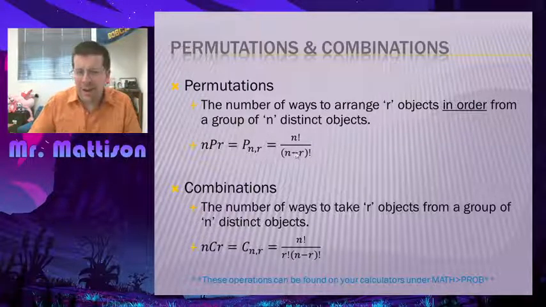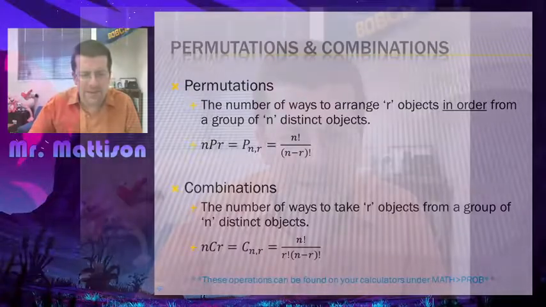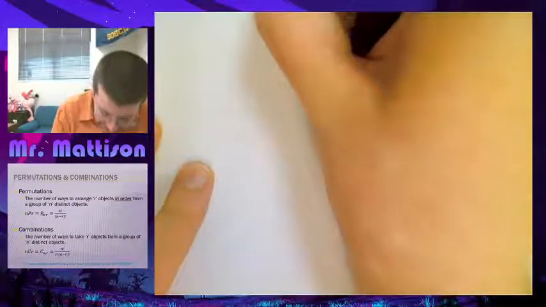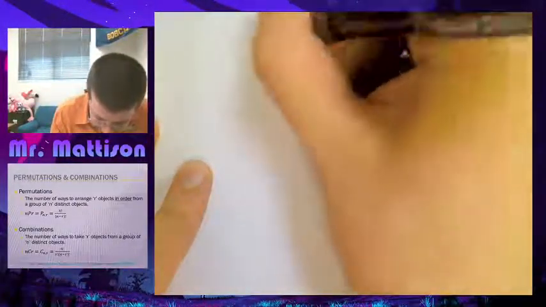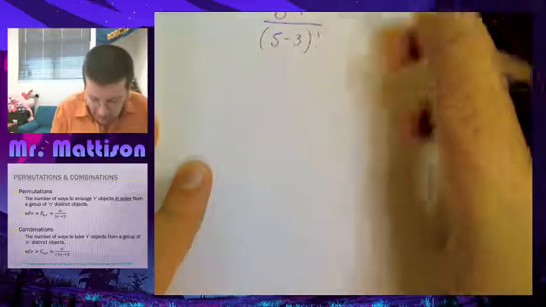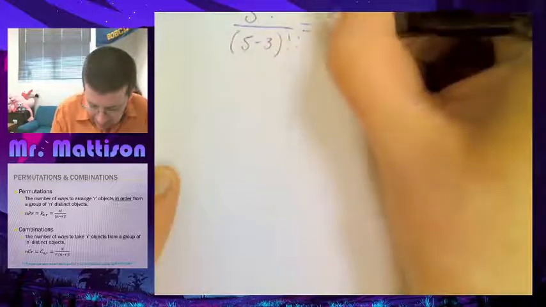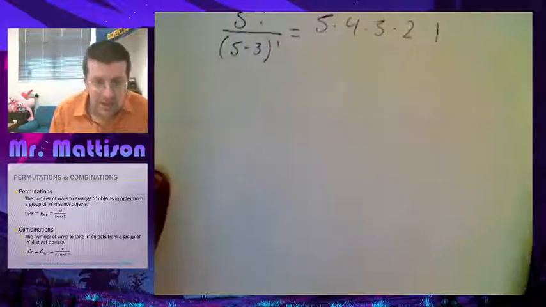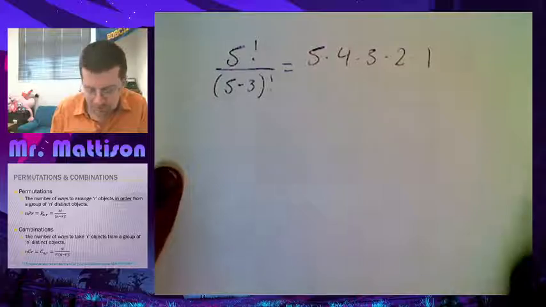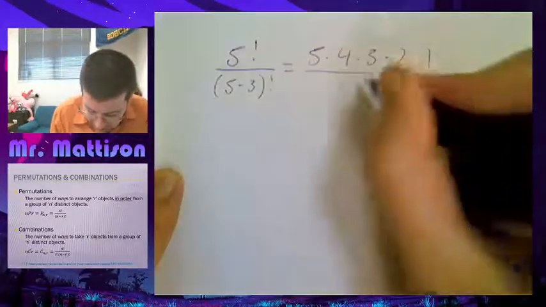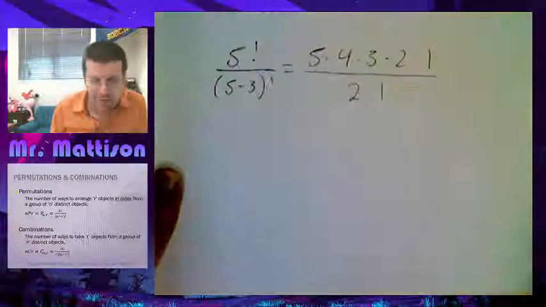Now, why am I doing that? Well, let's take a look at what that does. If I have 5 factorial divided by 5 minus 3 factorial, 5 factorial is equivalent to 5 times 4 times 3 times 2 times 1. Well, 5 minus 3 is 2, and 2 factorial is 2 times 1.